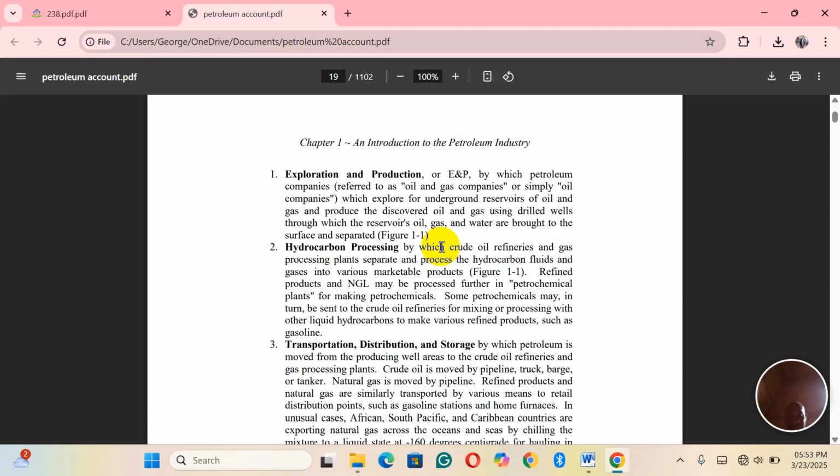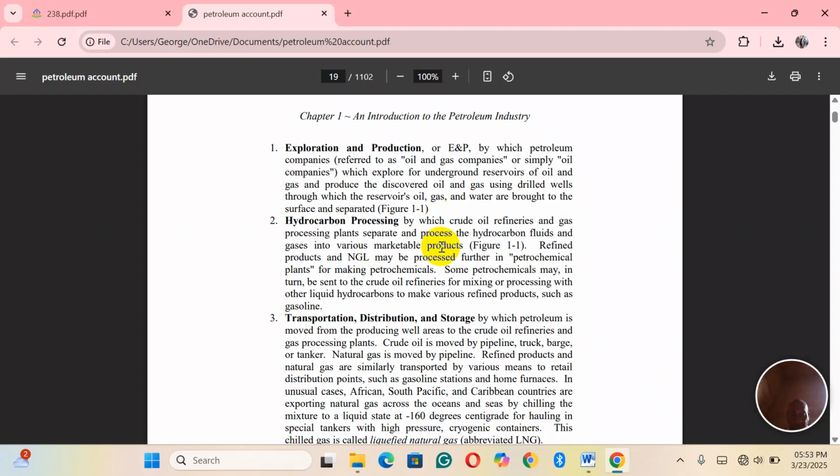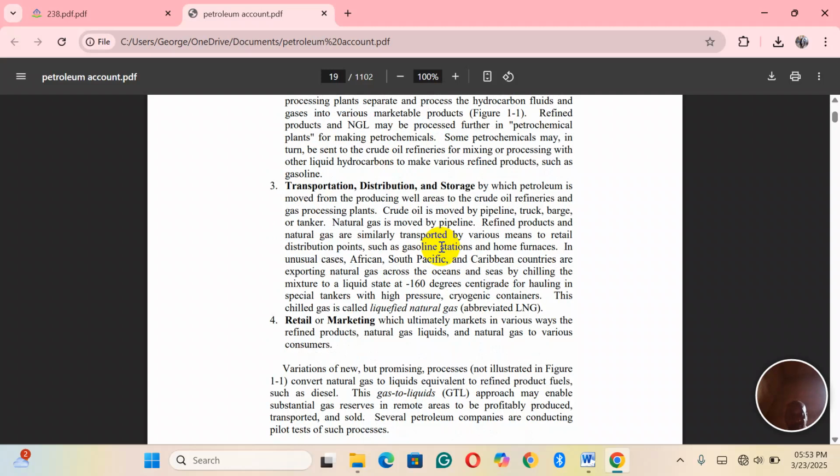Then three, transportation, distribution and storage, by which petroleum is moved from the producing well area to the crude oil refineries and gas processing plants.